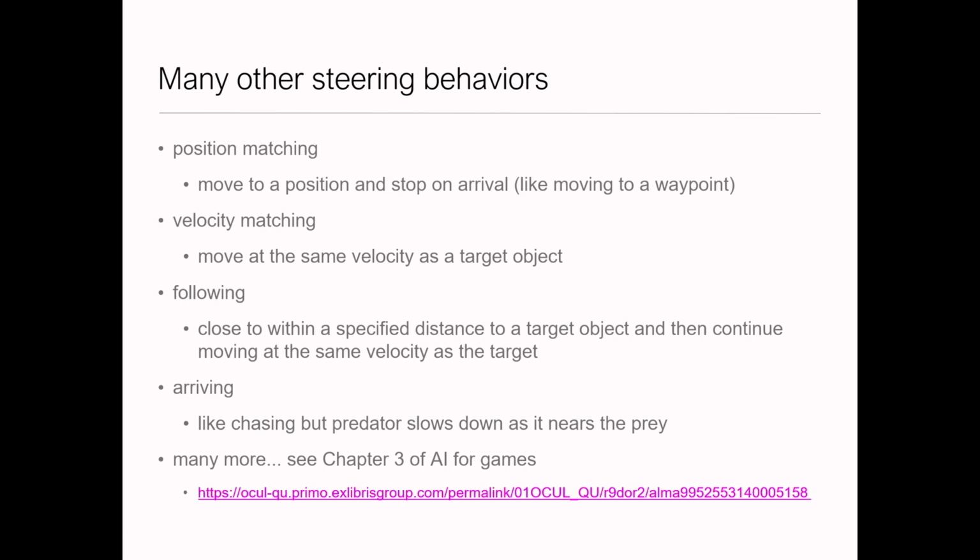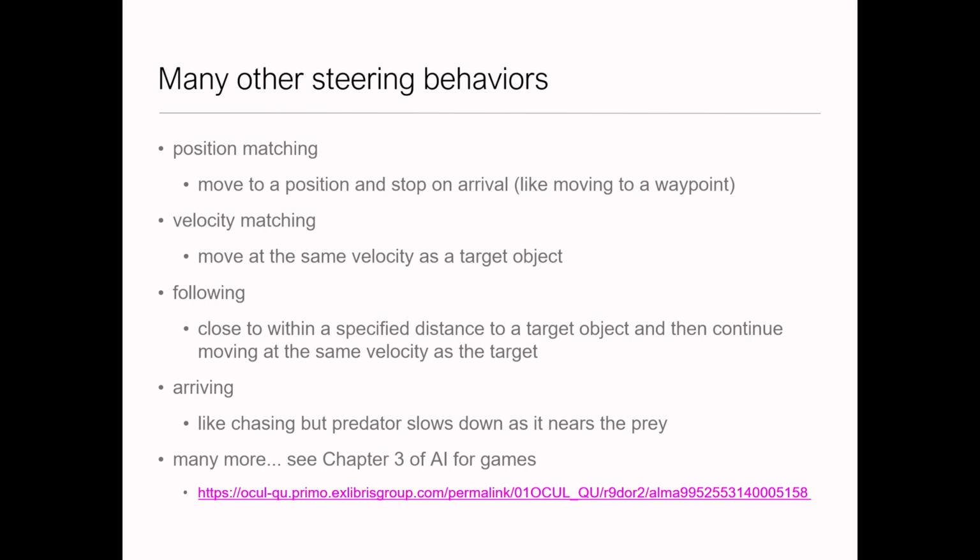So there's position matching, so that's like moving to a waypoint. There's velocity matching, so that's when your predator, quote unquote predator, right? The terms predator and prey don't always mean predator and prey. For velocity matching, you want your two objects to be moving in the same direction at the same speed. Now this isn't necessarily a chase scenario.